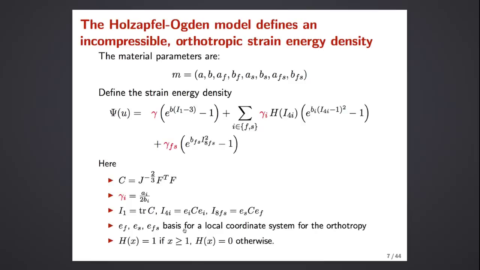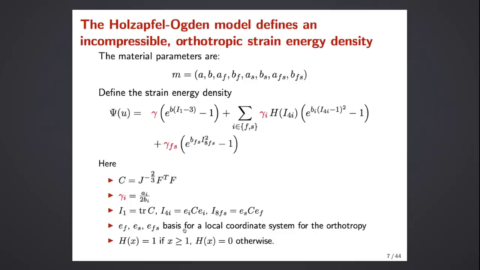So muscle tissue is composed of fibers, so you have a direction, and the fibers are more or less aligned with this locally. So you have a direction that describes the direction of the fibers. Then the fibers are organized in sheets, so you have a direction defining the sheet. Then you have the third direction, which is the sheet normal direction. So every point in your heart is essentially defined by a local coordinate system given by the fiber direction and the sheet directions. So the parameters af and bf will be associated with the fiber direction, as and bs will be associated with the sheet direction, and afs and bfs will be associated with the fiber-sheet.